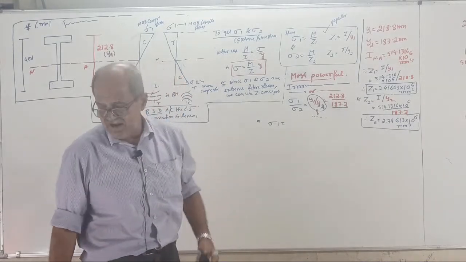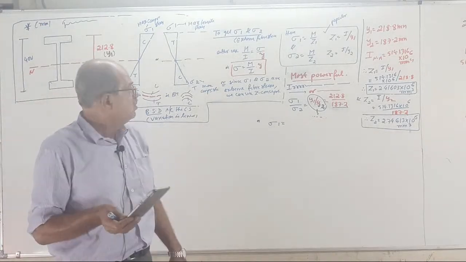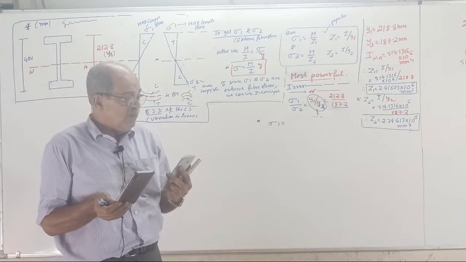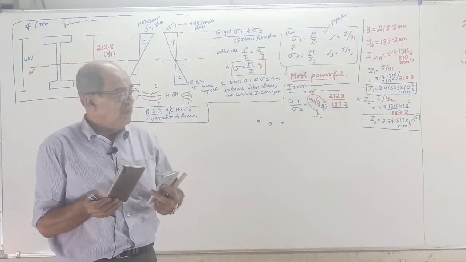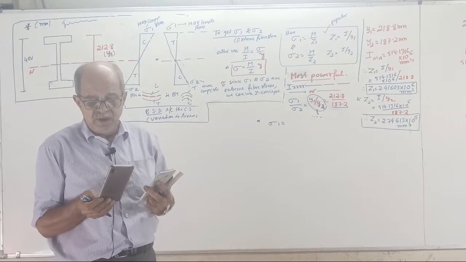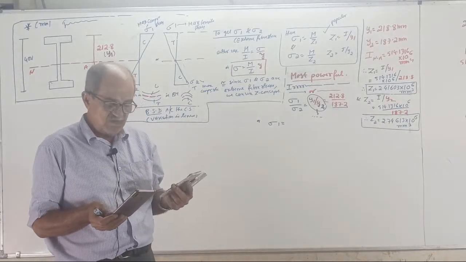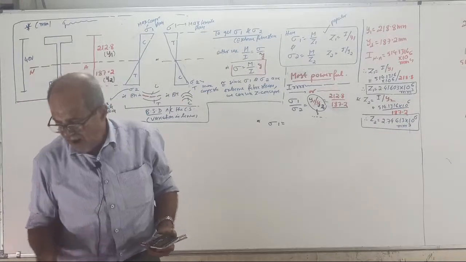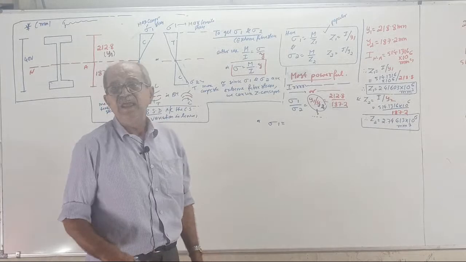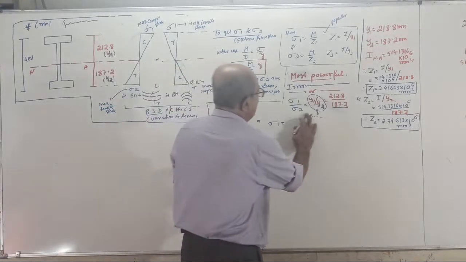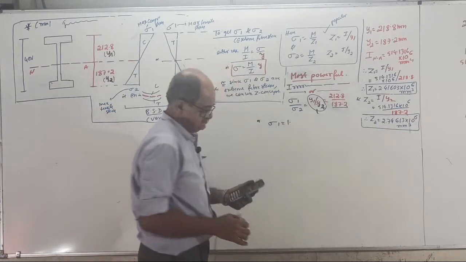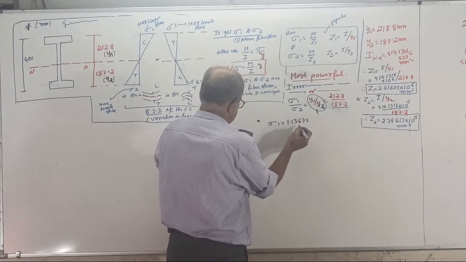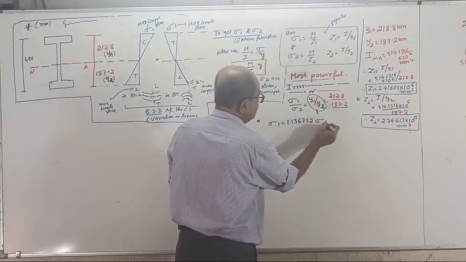How much is it? Tell the answer. 212.8 by 187.2, what is the number? This much time to give that number. What are you doing? 1.1367. Fortunately, I have taken the first decimal. Or I can say it is 1.13675 times sigma 2.